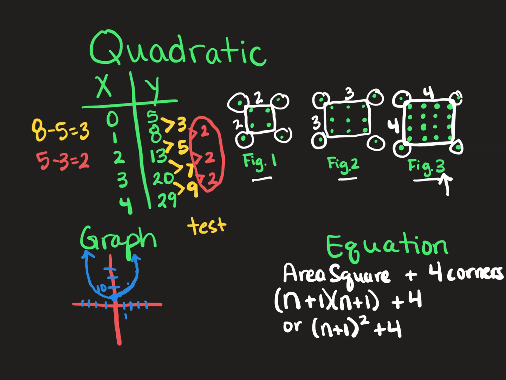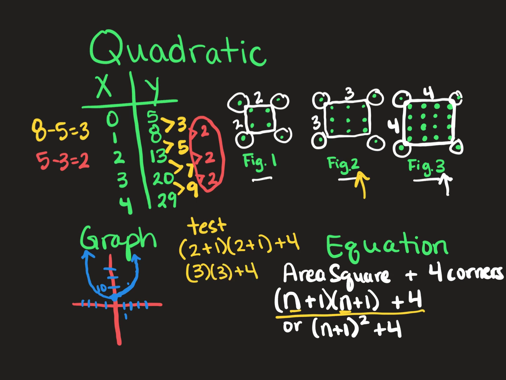We're going to test our equation, and I'm going to use figure 2 this time. So the 2 is the figure number. I'm going to plug a 2 in for my n's. And again, I just used this equation. I replaced my n's with 2's. Order of operations, I'm going to get the grouping symbols out of the way. So 2 plus 1 is a 3. 2 plus 1, I have another 3.